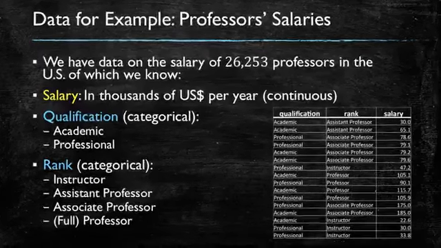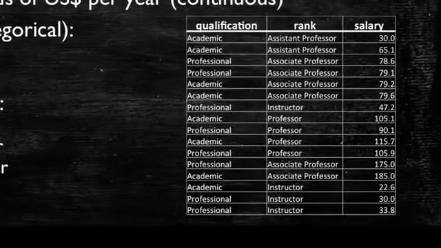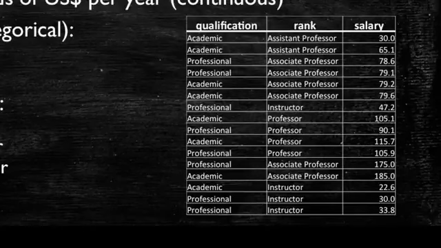So just to better exemplify what we're looking at, this is a sample of our data where we see that there are two categorical variables, qualification and rank. And they're going to have one of the values we just described, and we have a continuous variable which is going to be the salary.